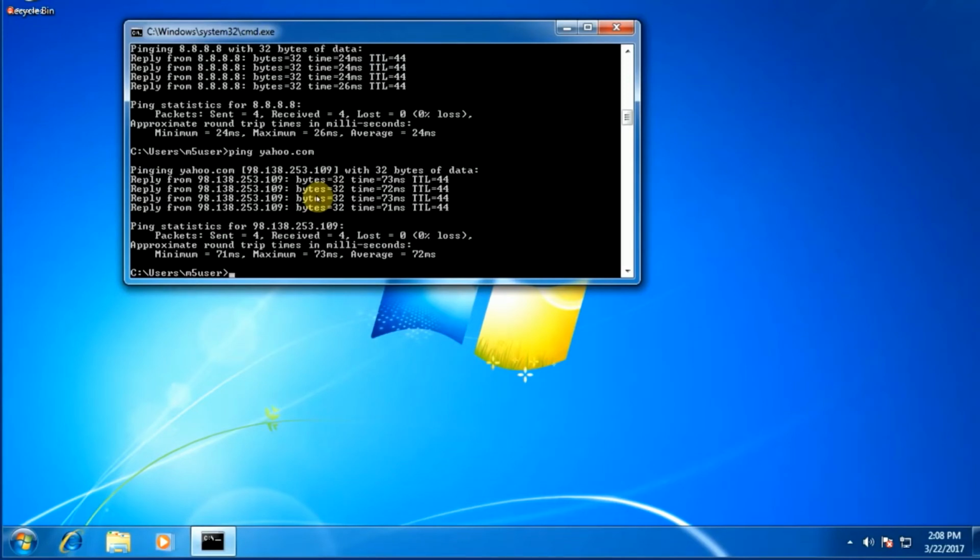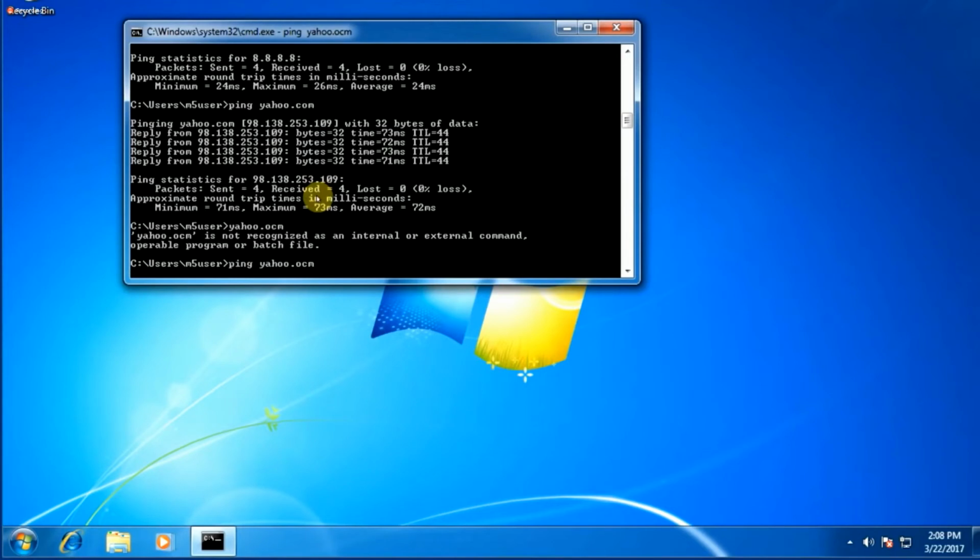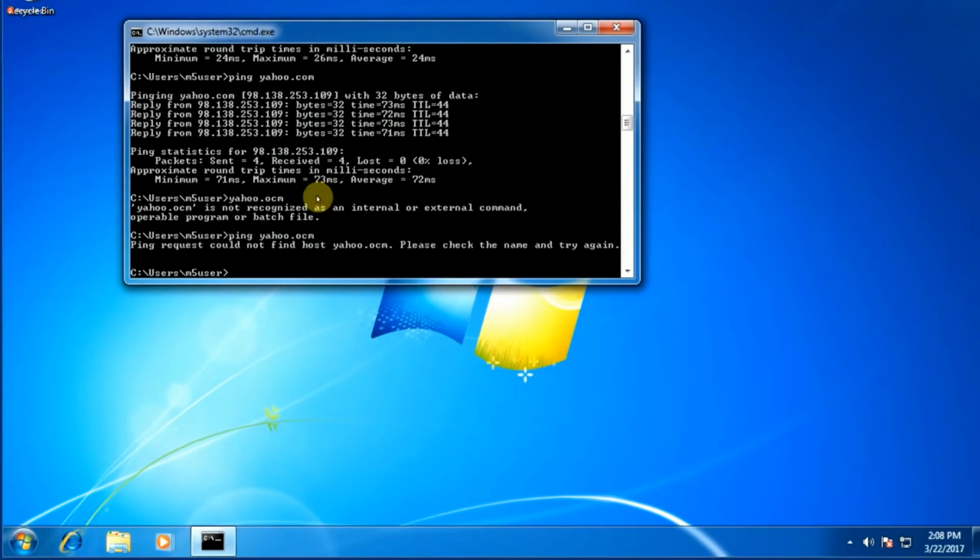If that's not working, you can have a situation where you can ping an IP address like 8.8.8.8, but not be able to ping something like yahoo.com. Like, let's suppose I did yahoo.ocm. I don't even know if that's a real domain. Let's see, ping yahoo.ocm. You see, that's not going anywhere. Okay. So that means that the domain service can't find that name.